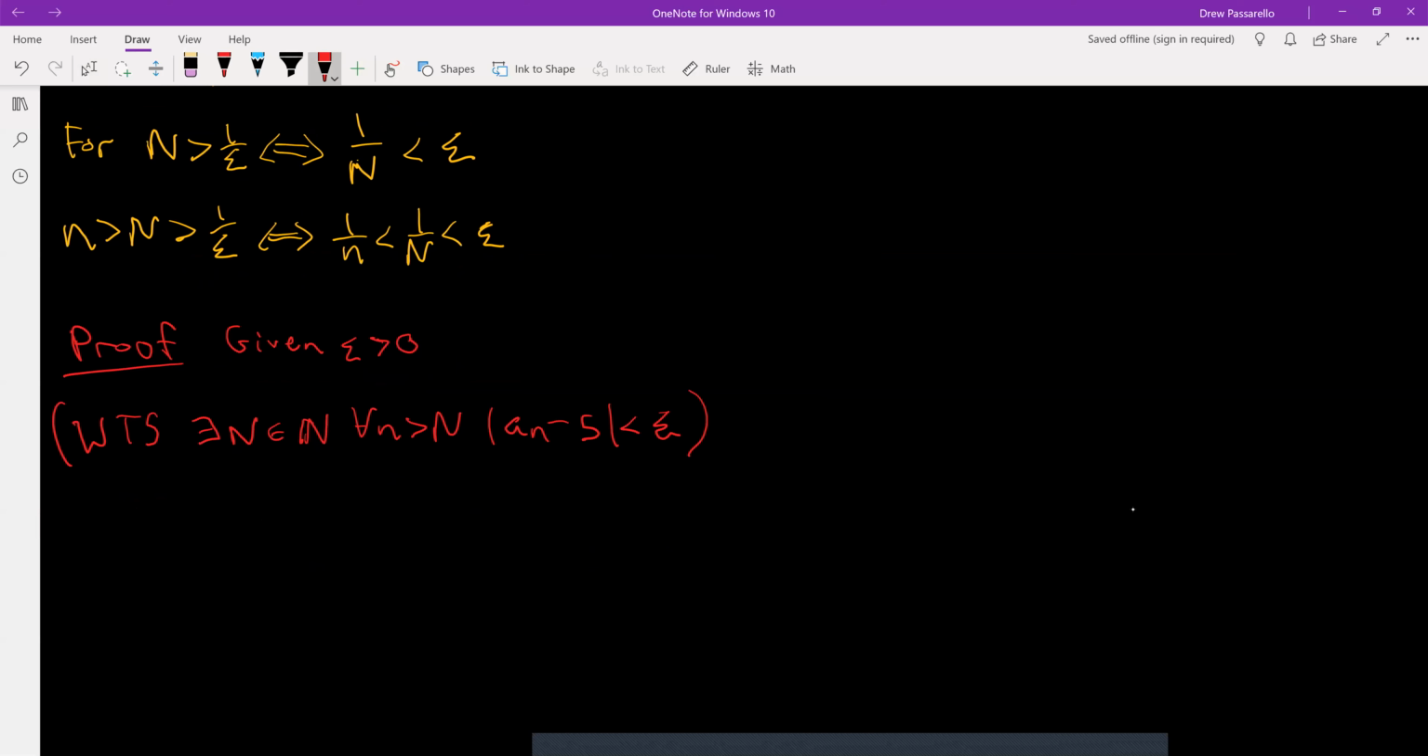So by the Archimedean principle, we have the fact that there is a capital N where capital N is bigger than 1 over epsilon. And if that's true, then 1 over capital N is less than epsilon, if and only if 1 over capital N is less than epsilon.